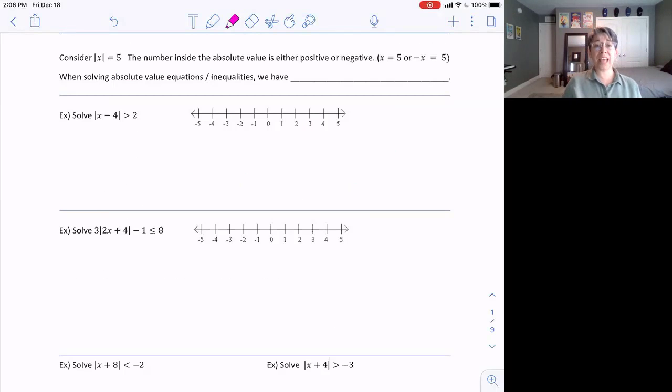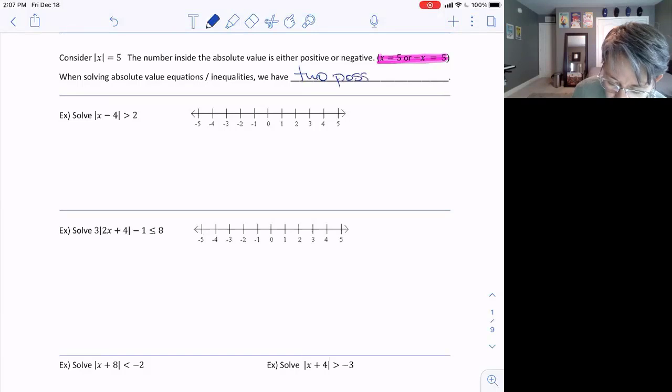So let's consider the absolute value of x equals 5. Now we know that the number inside that absolute value either represents 5 or -5. So one way of looking at that is that the inside number equals 5, or the opposite of that number equals 5. In other words, it's representing the positive version or the negative version. So when solving absolute value equations or inequalities, I'm going to show you a way that works for both. We have two possibilities.